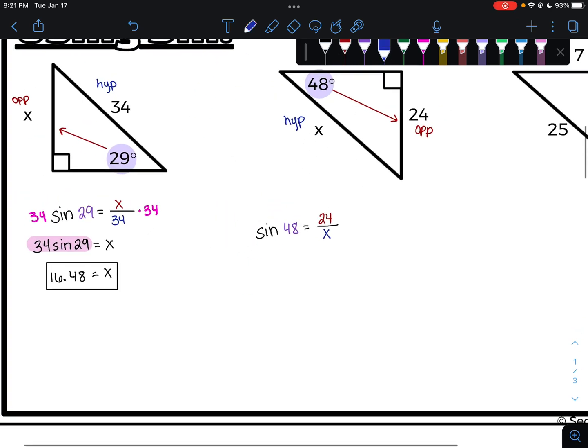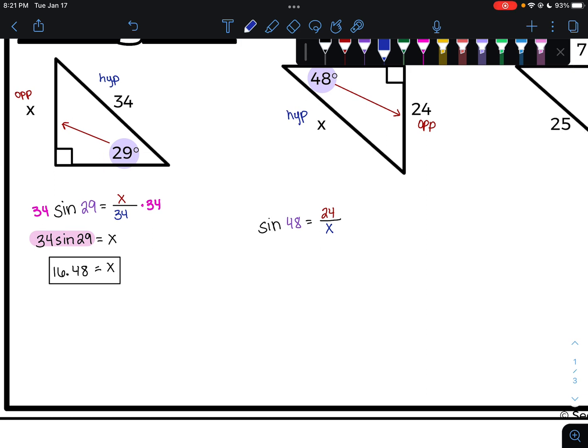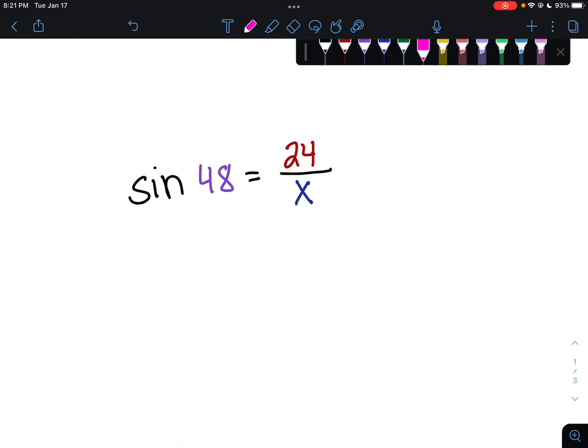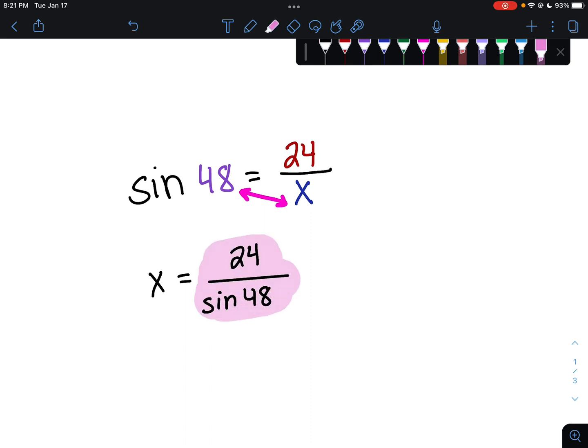Now notice how this one is different than the first one, because our number in the first one was in the denominator. Now our variable is in the denominator. So the shortcut that we do here is that we're going to switch the sine 48 with the x. That is our shortcut, and we get this. So now this is what we type into our calculator.